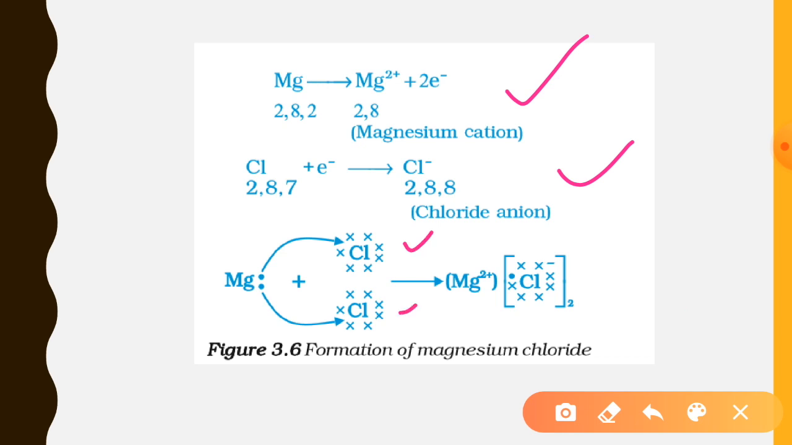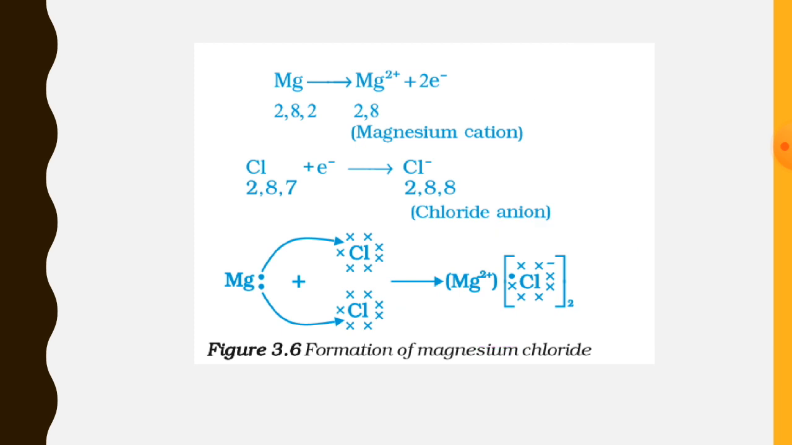2 chloride ions will join with 1 magnesium ion and form magnesium chloride, which can be represented in this manner. Look, magnesium has been converted into Mg2 positive, that is its cation, and chlorine has been converted to the chloride anion, and this is the electron dot representation for that. So we have seen it.